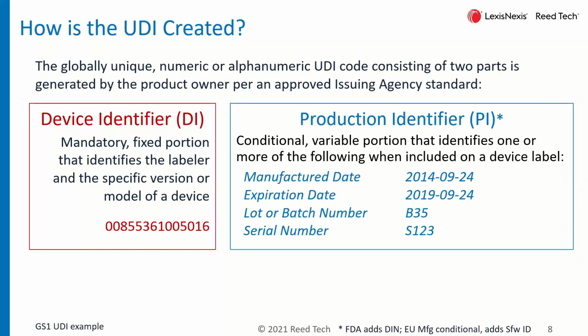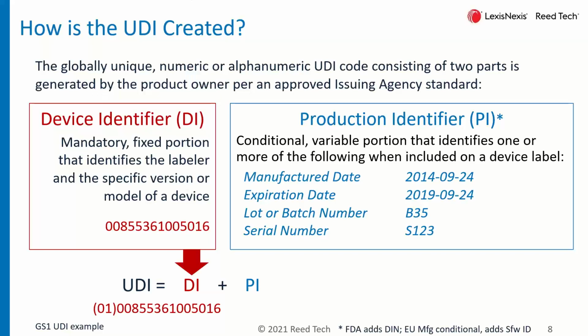The second part, a production identifier, is conditional, and it needs to be part of the UDI if some of these production controls are on the label itself. So manufacturing date, expiration date, and so on. Many times they're on the product label, and therefore that causes them to be included in the UDI. So if you simply add those two identifiers together, and remember the production identifier is conditional, so it may not be there at all.